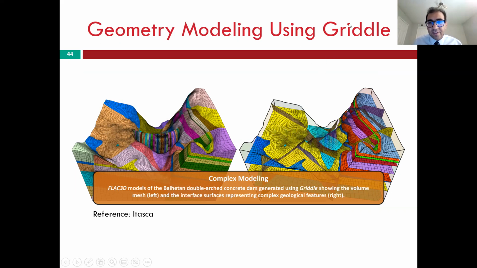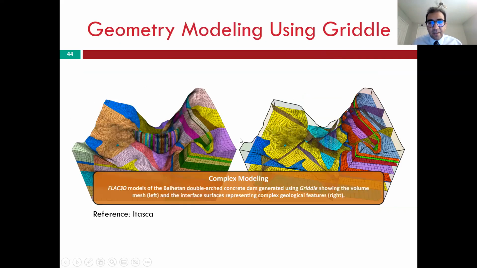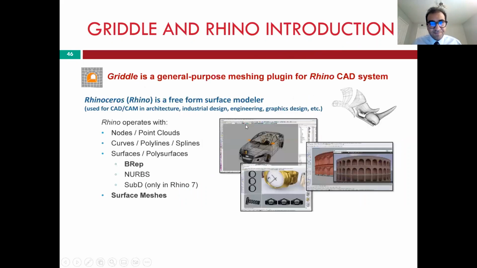There is another software called Griddle that is also available by Itasca, and that is used for complex geometry development. In Griddle, we can develop these complex geometries. We can also always use programming languages like Python or FISH to include complexities, maybe from a database of GPS points of a surface, for example. You can import that database to the model and develop your geometry of interest.